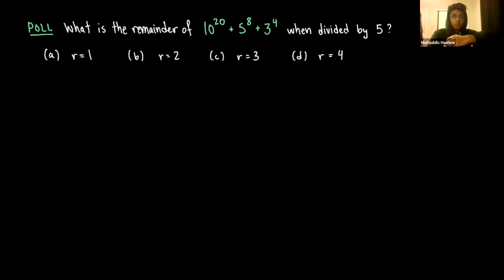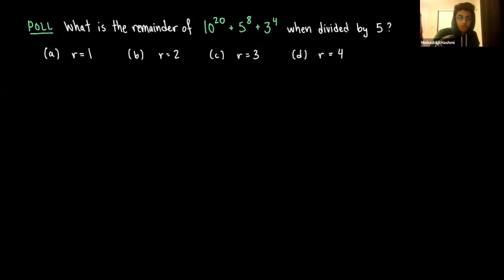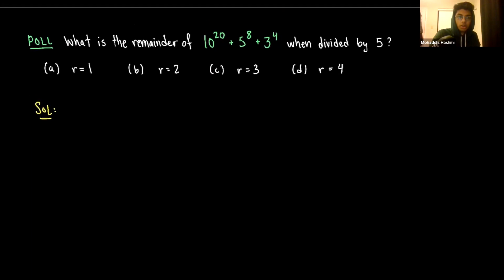Okay, so my answer was 1. And the reason I got 1 is because I know that 10 to the power of 20 is divisible by 5. So I know its remainder is 0. I know 5 to the 8 is divisible by 5. So I know its remainder is 0. So I kind of ignored them. So now I know that just the remainder of 3 to the 4 divided by 5 is going to be my whole remainder. So 3 to the 4 is 81. And the remainder of 81 divided by 5 is 1. So I know that my remainder would be 1.